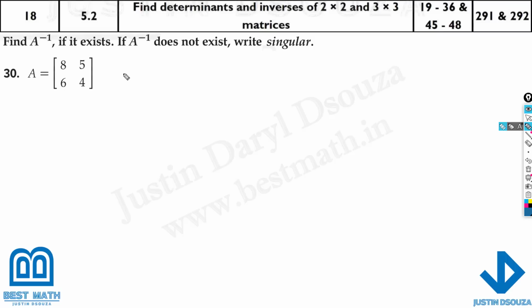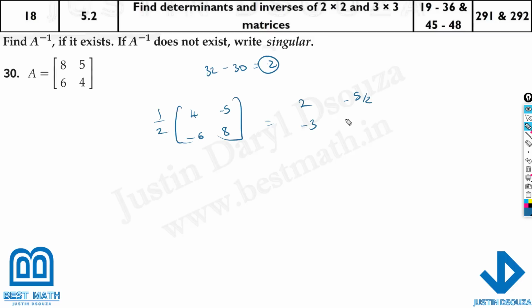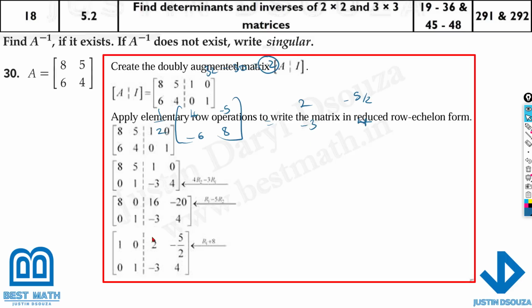You can even do it quickly here. Let's do this quickly. 8 4s are 32 minus 6 5s are 30. So the determinant is 2. And then we just swap it out. 4, 8, minus 5, minus 6. But what we have to do is 1 by 2, so half of everything. So it's going to be 2, minus 5 by 2, or 2.5. And here minus 3, and lastly we have 4. So that is the answer. And let's just check we got the same thing. Yes, it's 2, minus 5 by 2, minus 3 and 4.